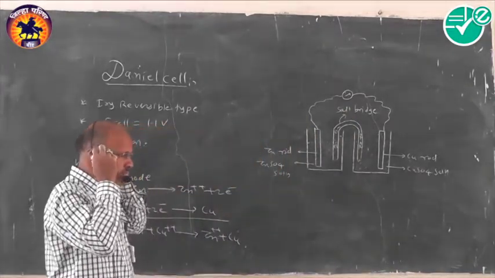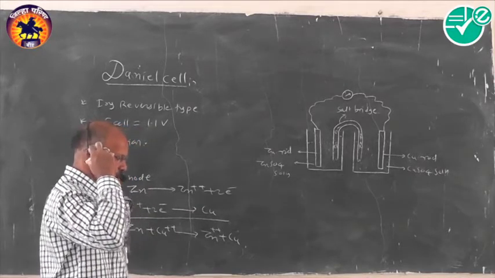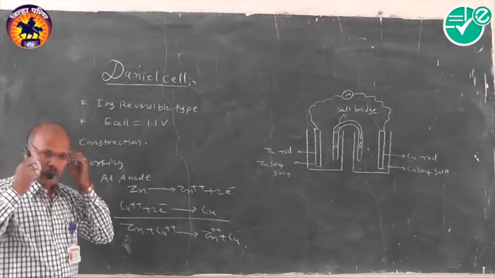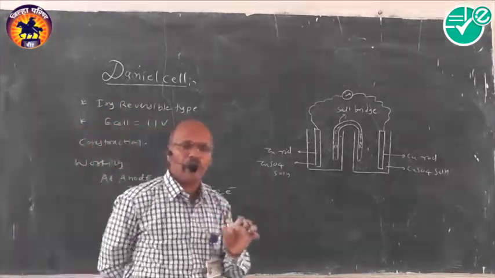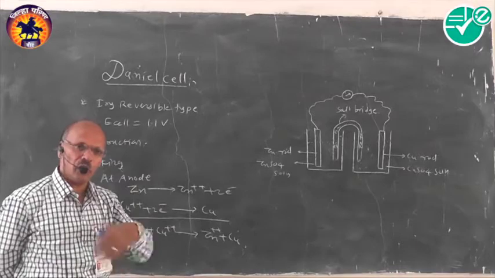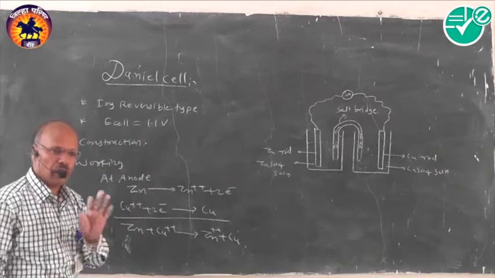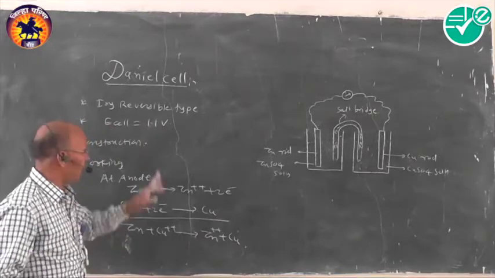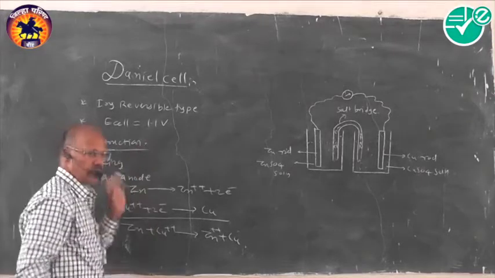We can explain this Daniel cell like this. At first, we come to the main points about the Daniel cell. हे काय असतं नेमकं? In this particular case, it is a primary type of reversible cell. Primary in the sense it can produce electric current on its own, and reversible in the sense its cell reactions can be reversed by applying a slightly higher potential as compared to the cell potential. Accepted. Now in this case, what is the construction of this Daniel cell?